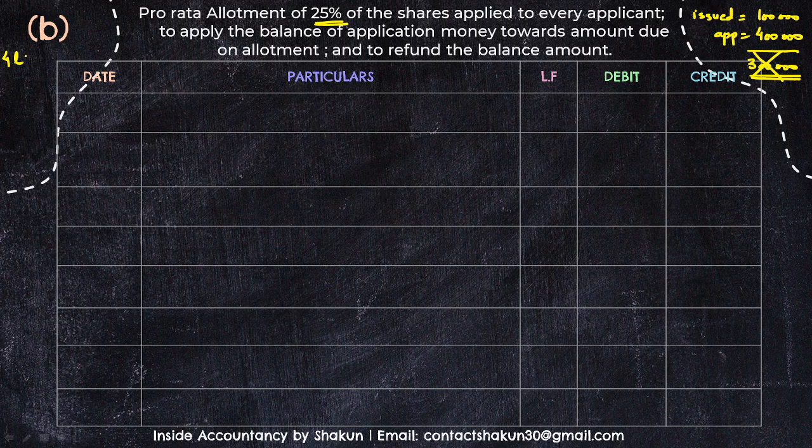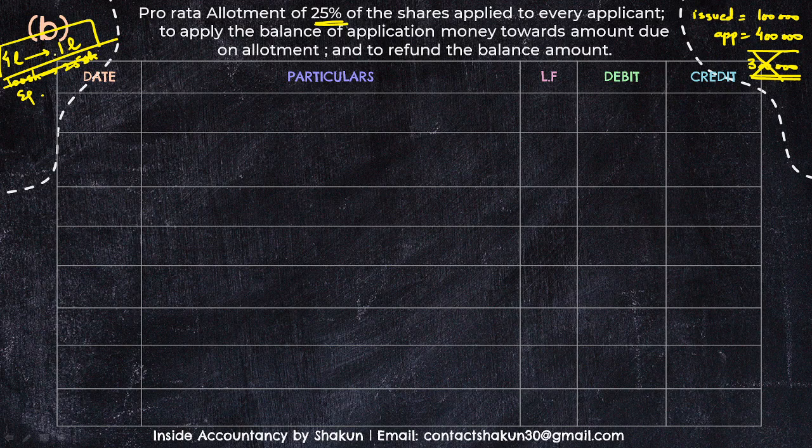So those who had applied for 4 lakh shares, they were given 1 lakh shares. 1 lakh is 25% of 4 lakh. For example, let's say out of this 4 lakh, there was a person having 100 shares. So one who asked for 100 shares, he got only 25 shares and so on. This is just an example that I gave you. So in this question, they are saying that, out of the total number of shares that are applied, 25% allotment was made.